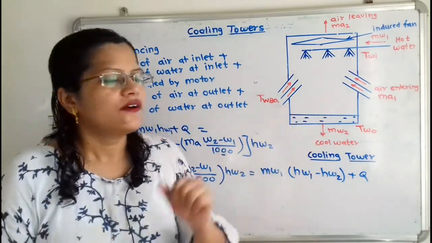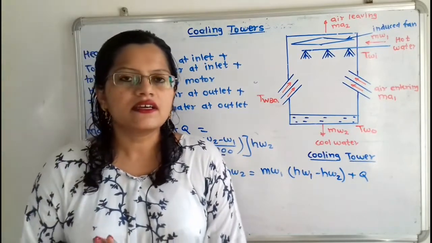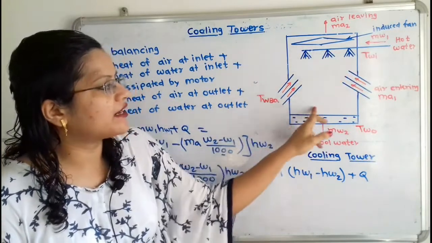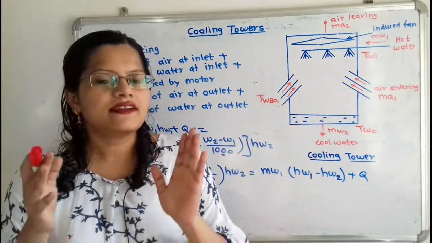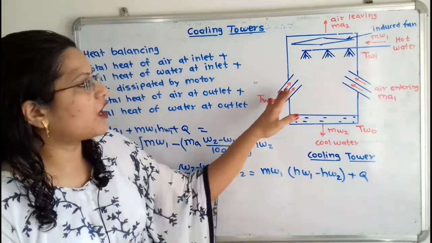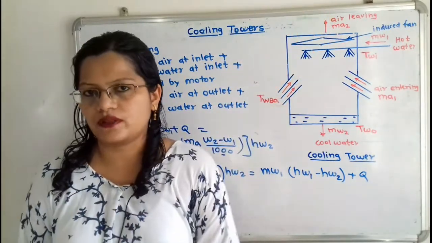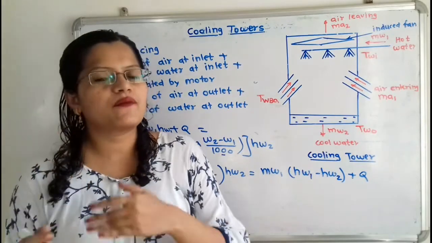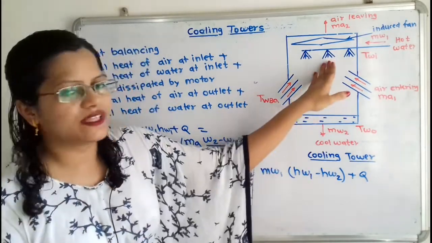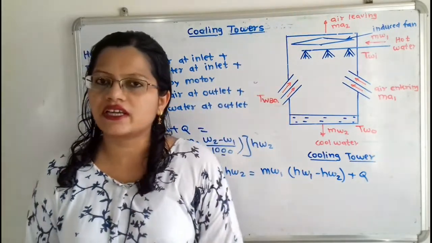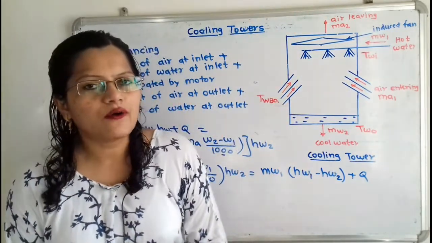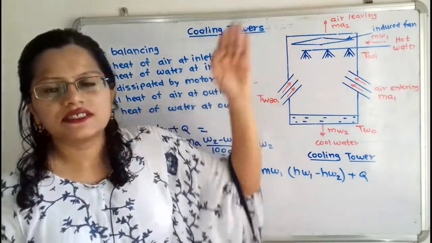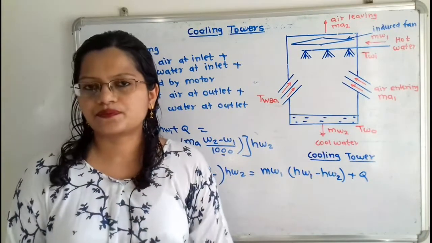Here we have to understand that there is evaporation of water when the hot water enters inside the cooling tower, and some water vapors are carried out with the air leaving the tower. That's why makeup water, or a quantity of makeup water, is required, because water vapors are carried out with the air leaving the tower. So how do we decide the amount that is leaving with the air?